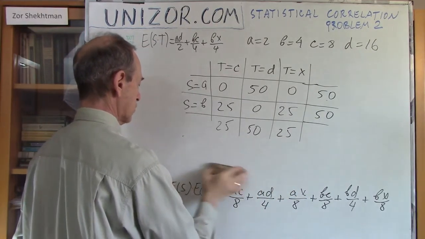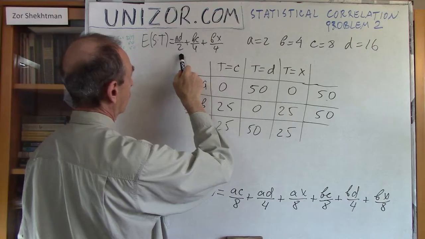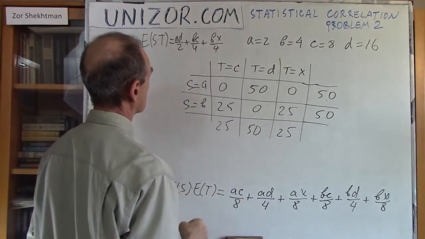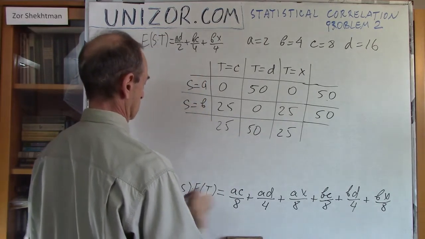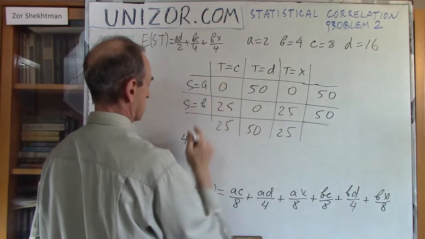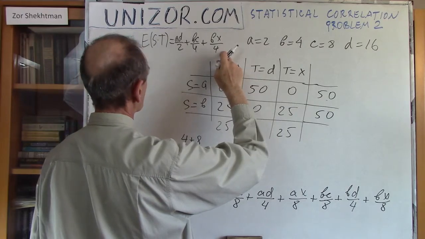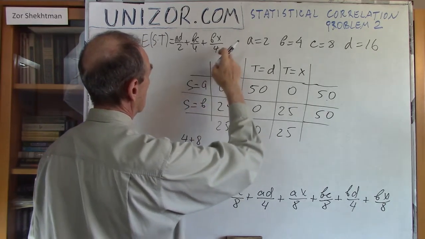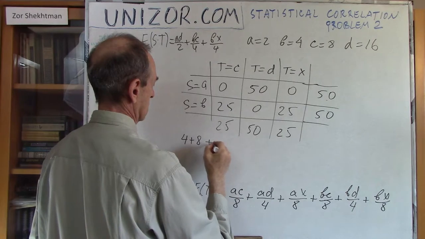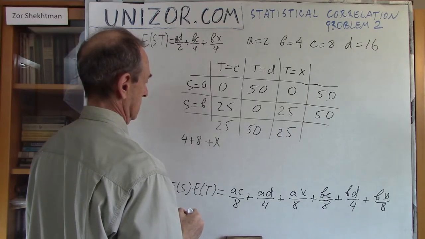And let me see what kind of equation I will have. On the left, I will have AD over 2. It's 4, right? BC over 4. It's 8. And BX over 4. So it's just X. Okay.